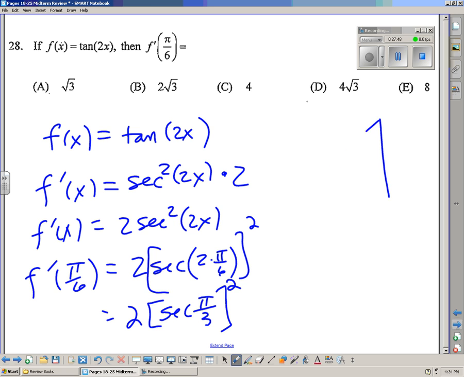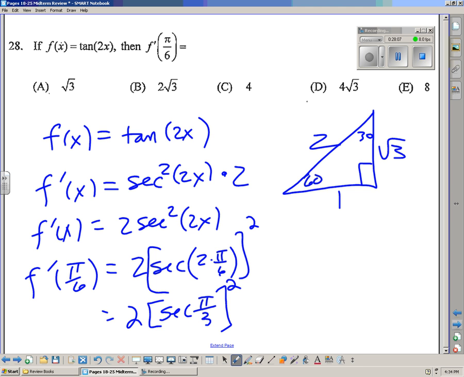So we're going to sketch a little 30, 60. I'll sketch it the other way. Sorry. Oh, that's good. Sketch it that way. 60, 30, 90. Across from 30 is a 1. Across from 60 is root 3. Across from the 90 is 2.